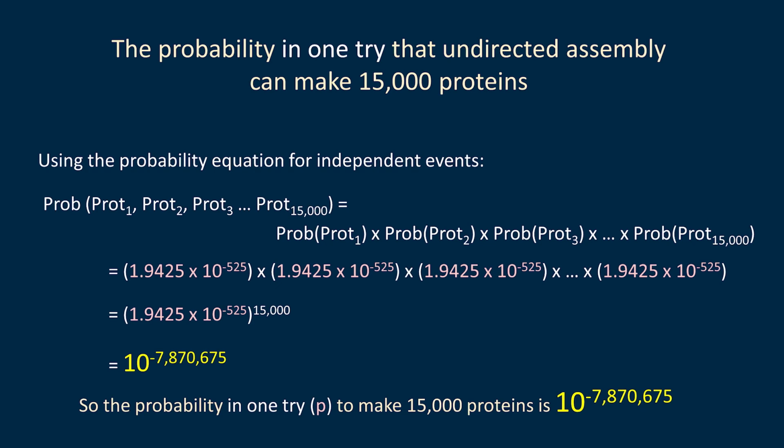Now, using our joint probability formula, we can look at the joint probability of making 15,000 proteins. So you can see that this is a probability for protein 1 times protein 2 times protein 3, all the way up to 15,000. That then translates out to 1.9425 times 10 to the minus 525 raised to the 15,000 power, which comes out to be 10 to the minus 7,870,675. So the probability in one try to make 15,000 proteins is 10 to the minus 7.8 million.